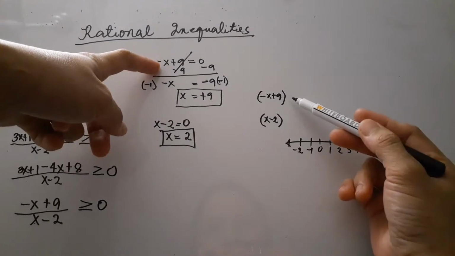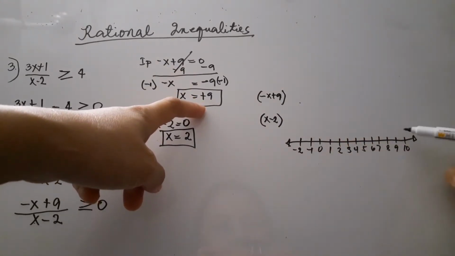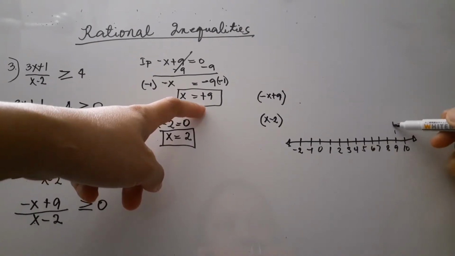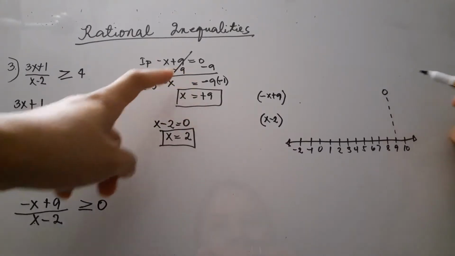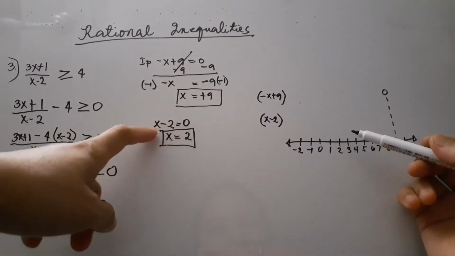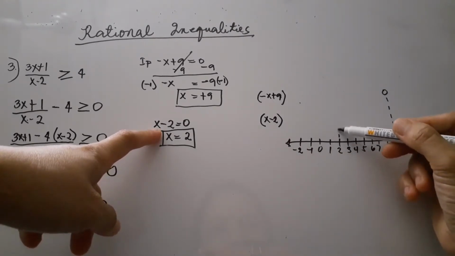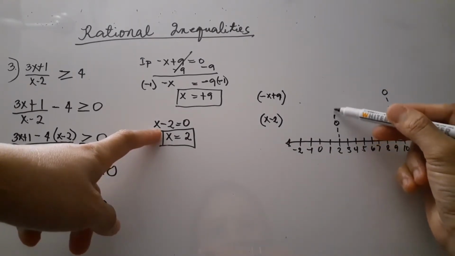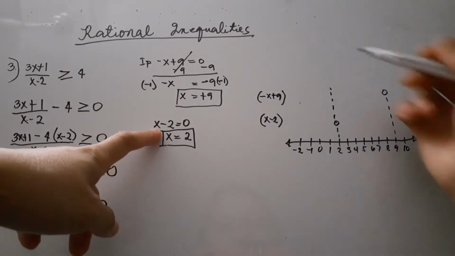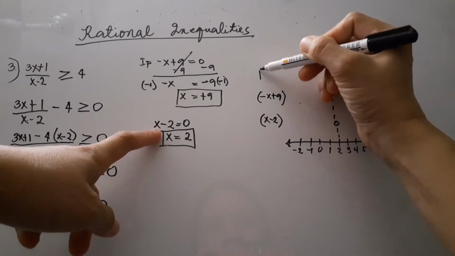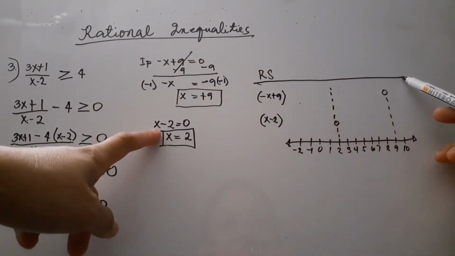So when we have the value of x is positive 9, we can locate here. This is 0. If negative x positive 9 is equal to 0, then x is positive 9. And then if x negative 2 is 0, then x is positive 2. This is the resulting sign.